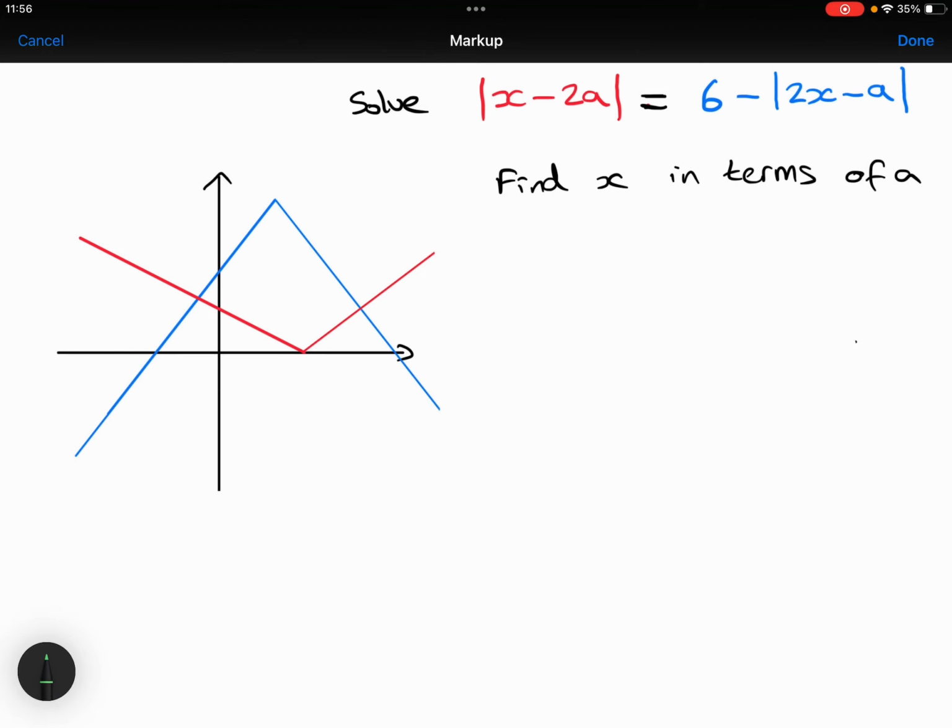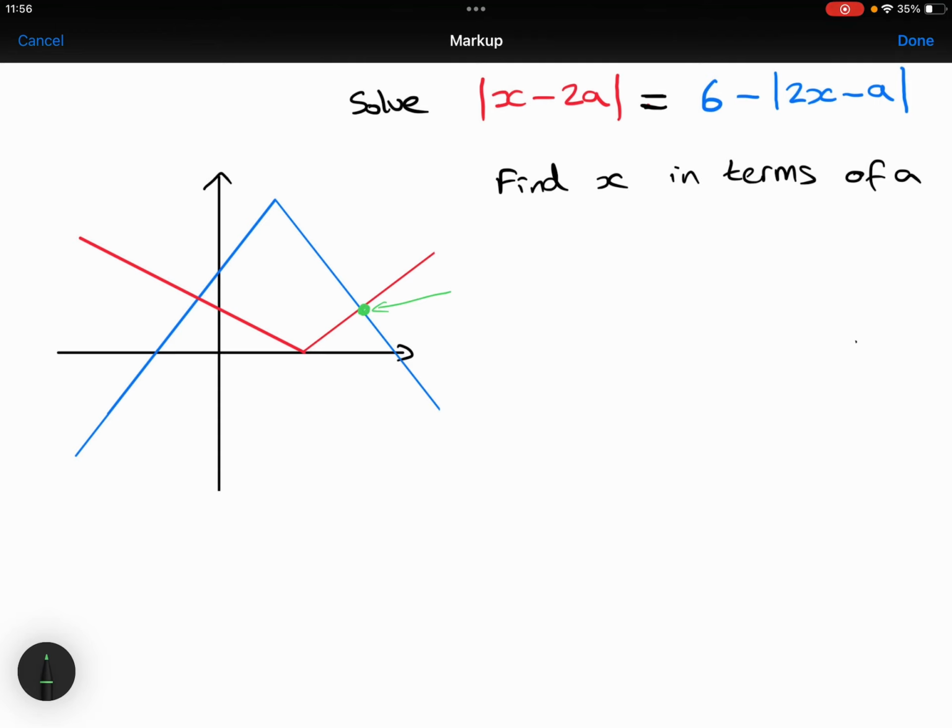Next, we've got the red graph, which is the modulus of x minus 2a, and we're told that's equal to the blue graph, which is 6 minus the modulus of 2x minus a. And we need to find x in terms of a. So first, let's find the x coordinate here.